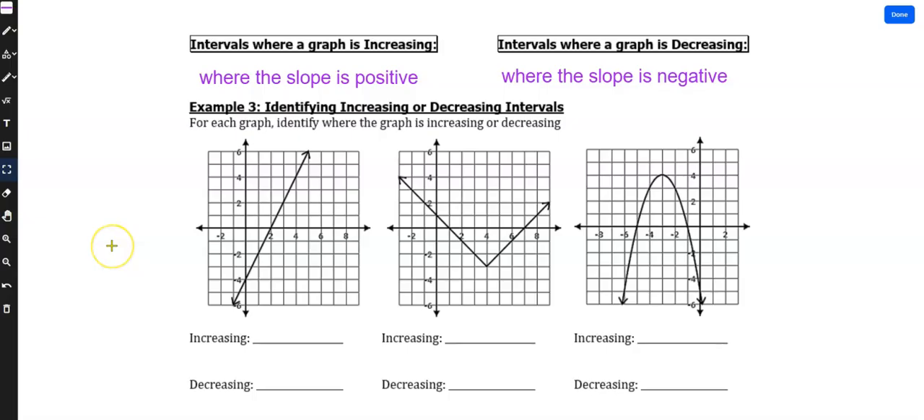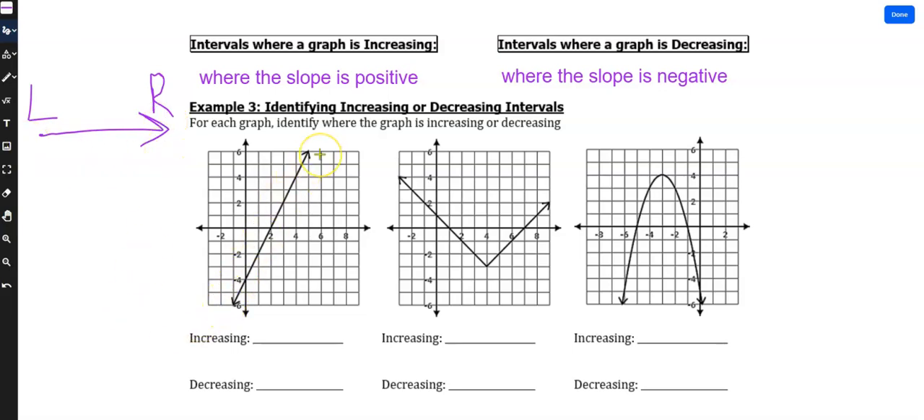Okay, next slide. Intervals where a graph is increasing. That would be where the slope is positive. Intervals where the graph is decreasing, slope is negative. Now, another way to see this is to imagine moving from left to right through a graph, okay? Kind of like you're on a roller coaster. What's happening to you? Are you going up or going down? Okay, so think about it like that, going left to right, and you're on a roller coaster.